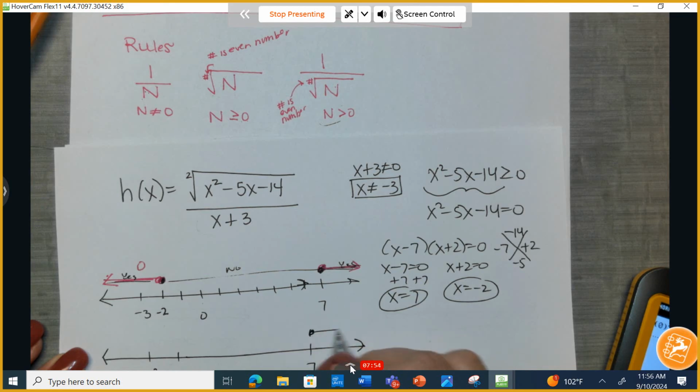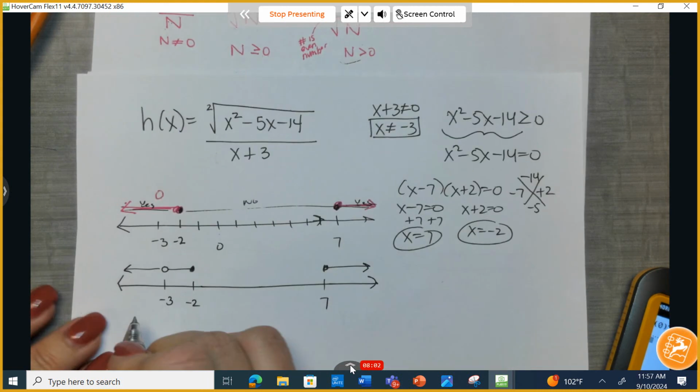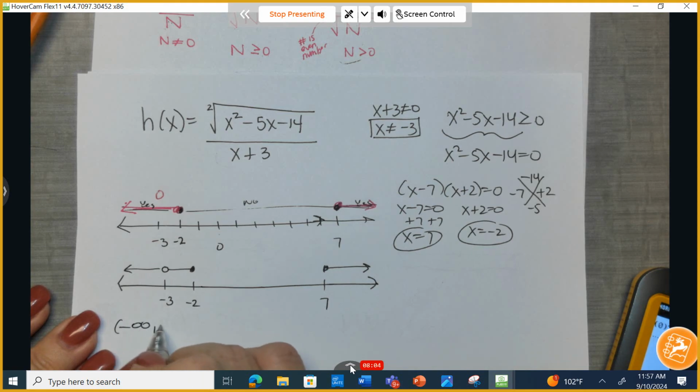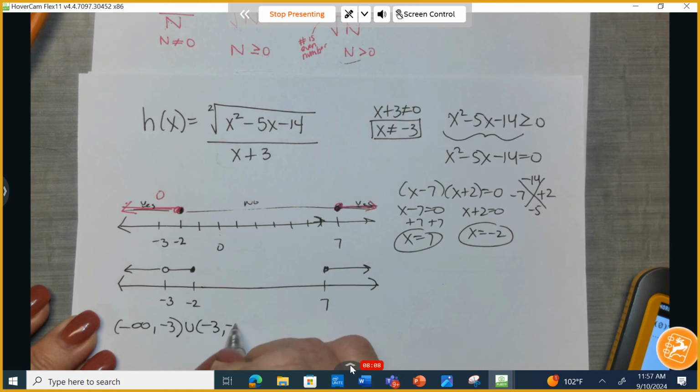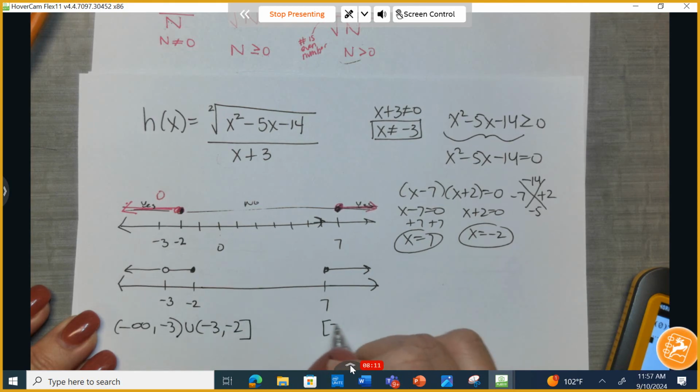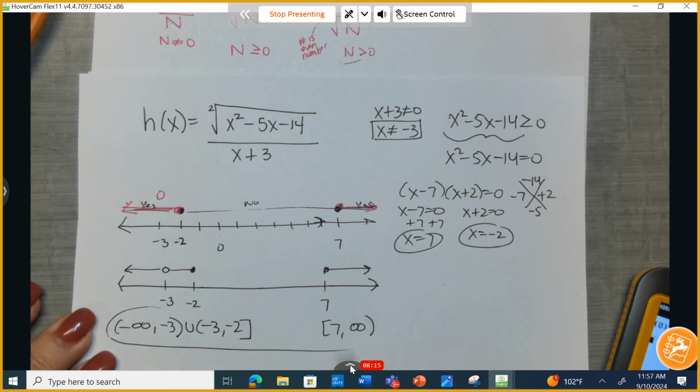So we're going to include 7 to the right, and negative 2 excluding negative 3 all the way to the left. And we can write that as negative infinity to negative 3, don't include it, and negative 3 to negative 2 include, 7 to positive infinity, and this would be our domain.